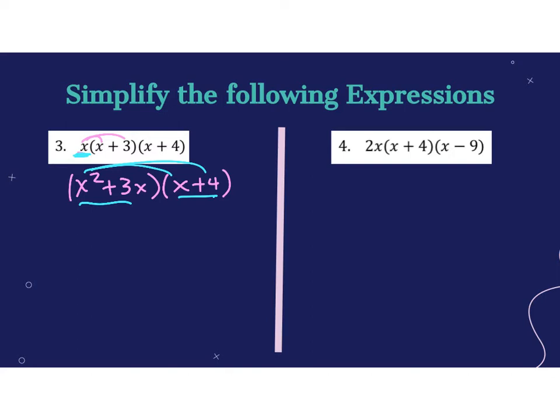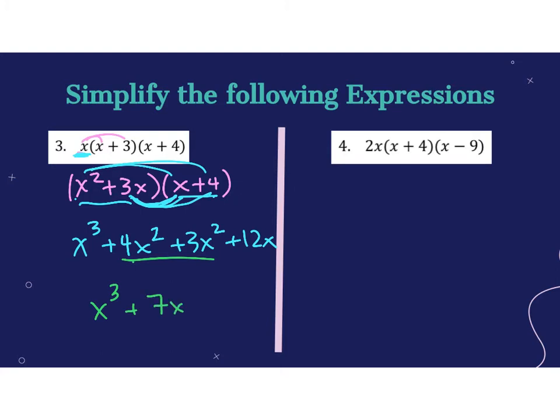So x squared times x gives me x to the third. X squared times 4 gives me 4x squared. Sorry, fix that. Then the second set, 3x times x is 3x squared. And the last two terms, 3x times 4 is 12x. These are like terms in the middle. So I have x to the third plus 7x squared plus 12x.